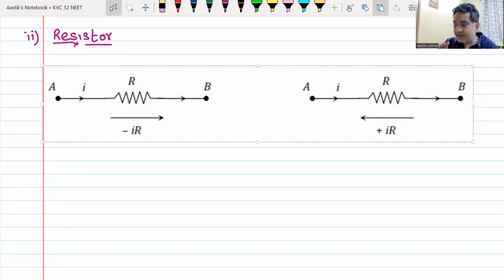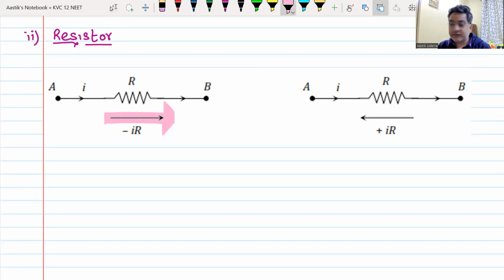Now, look at this case. This is the case of a resistor or resistance. Now, look at how I'm moving. I am moving in this direction. Do we see this? Pink is the direction in which you are writing the equation. We understand this. Yes. Okay.